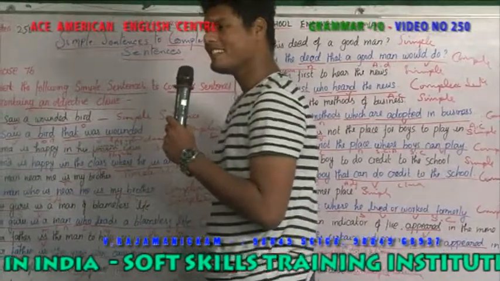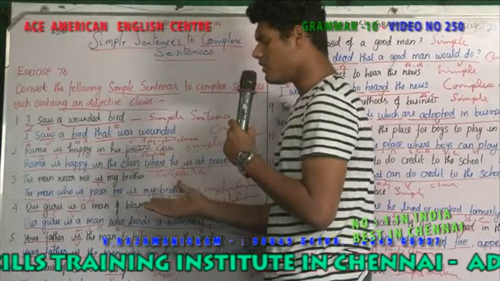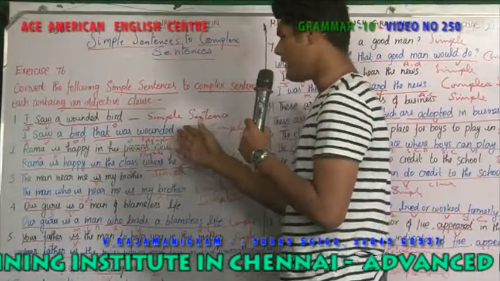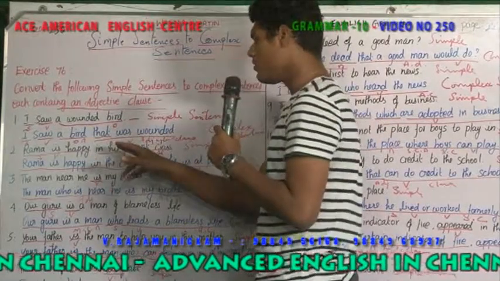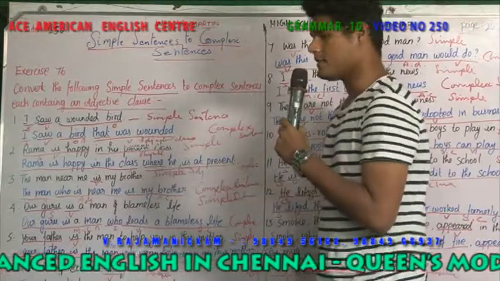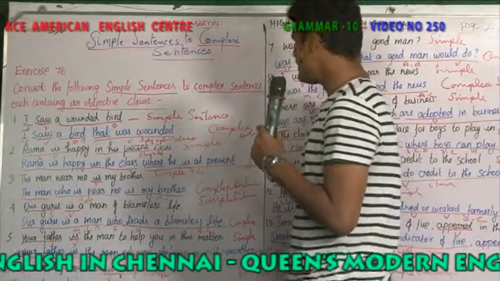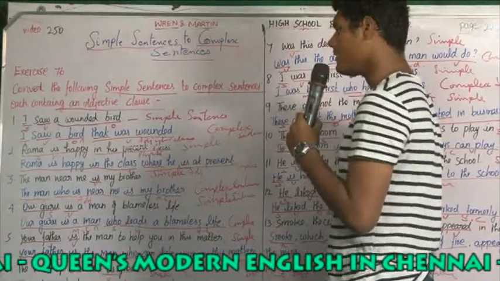Why is it called an adjective clause? We have an adjective clause. Why do we call it an adjective clause here? Because it is describing the noun. Very good. Because of that reason, we call this an adjective clause. And one adjective clause and one main clause join together.